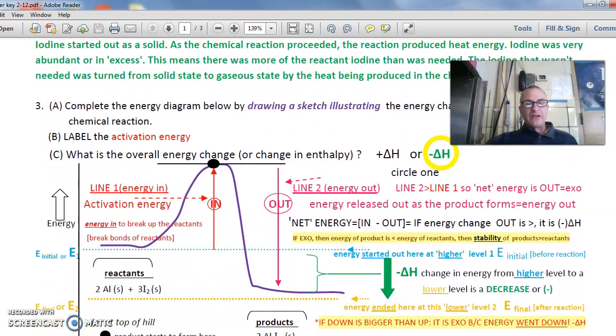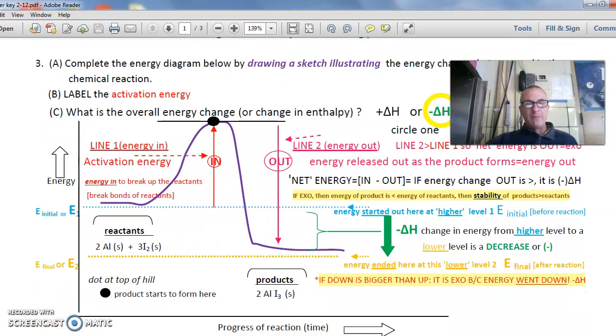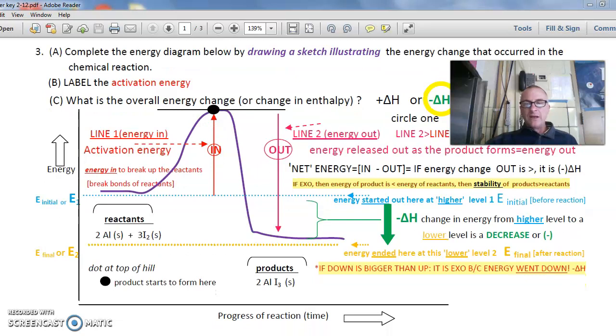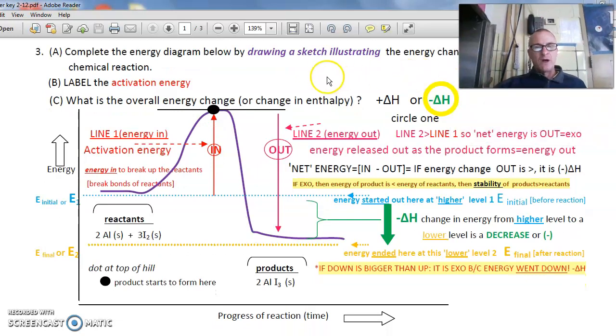The next thing they're asking us to do, and this is very important for what we're going to be learning in this demonstration, is to draw a sketch of the energy diagram. An energy diagram looks at what is happening to the energy in the course of a reaction. I've highlighted the sketch in purple because there's so much written here. The sketch is the purple line. So the energy starts out here. Here are my reactants. The reactants were the solid aluminum and the iodine.